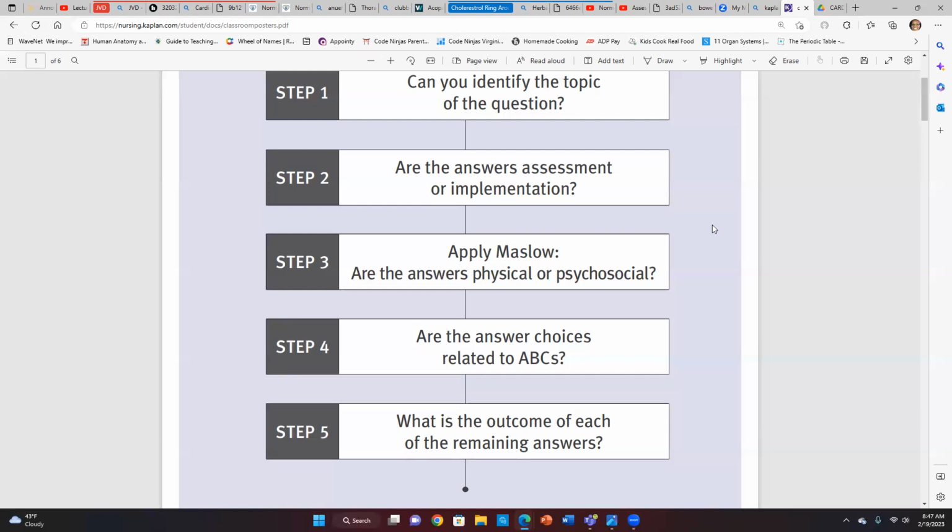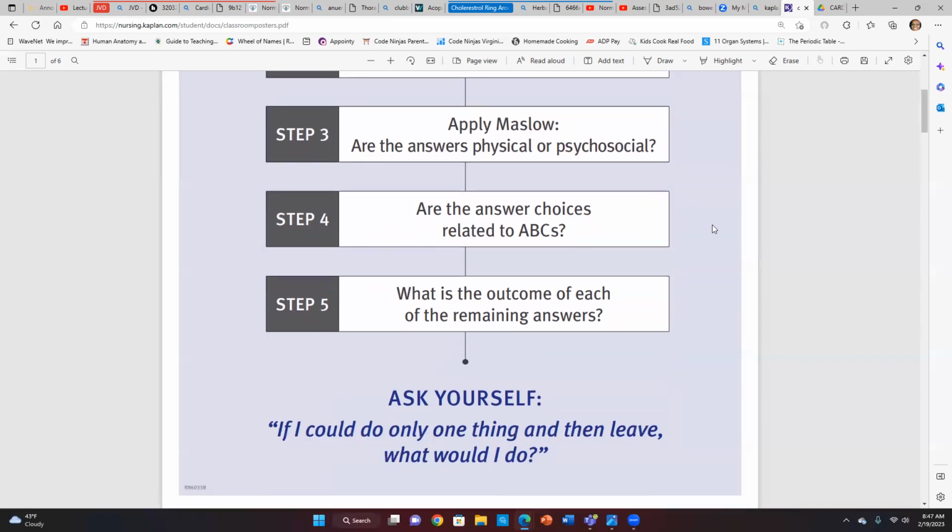And then when you look at your answer choices, what is the outcome? If I choose this choice, what's going to happen with the patient? So for my transfusion patient, if I choose to let the blood continue to flow, what's going to happen to the patient? If I stop the transfusion, what's going to happen to the patient? You always want to choose the one that's going to have the best outcome for your patient.